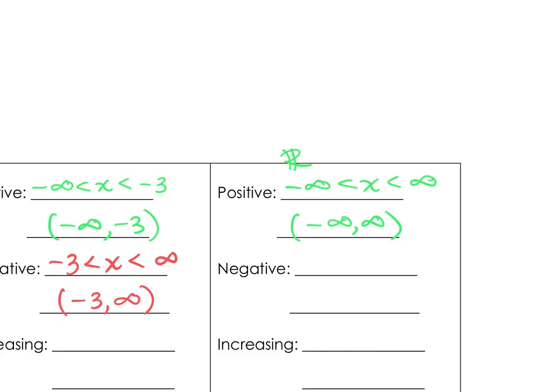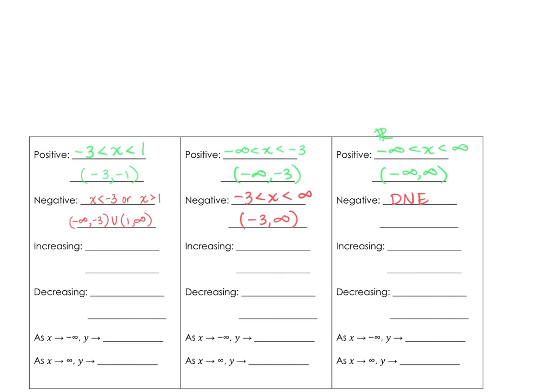So if our graph is always positive, meaning it's never going to cross the x-axis, then it's never negative. So for the negative interval, it does not exist. If it's always positive, that means it's never negative. So that DNE just means it does not exist. There is no negative interval. Okay.